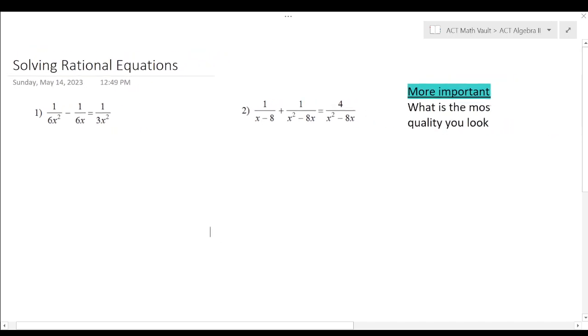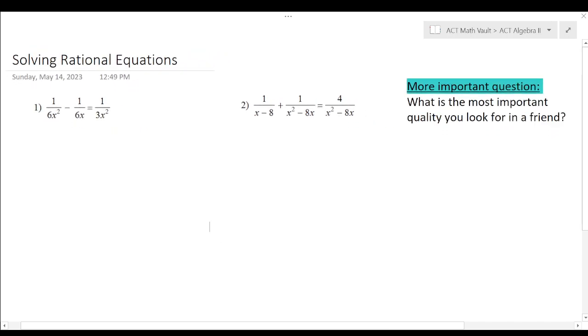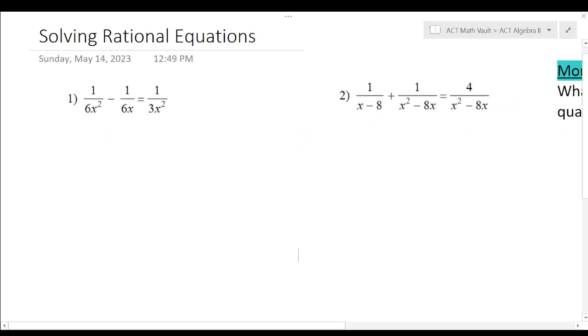Okay, to make sure that we don't take ourselves too seriously, let's think about the fun question as we go. What is the most important quality that you look for in a friend? Okay.